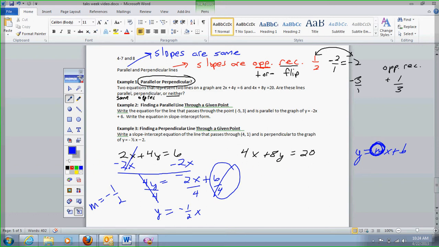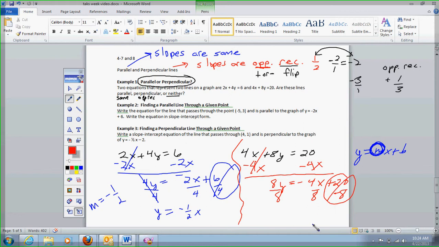Let's take a look at this one. Subtract 4x from each side. This goes away, and I bring the rest down. 8y equals negative 4x plus 20, divided by 8 everywhere. But I'm not concerned with this because I only want to see my slope. The 8's cancel, and I get y equals negative 4 over 8, which is negative 1/2 x. My slope here is negative 1/2.